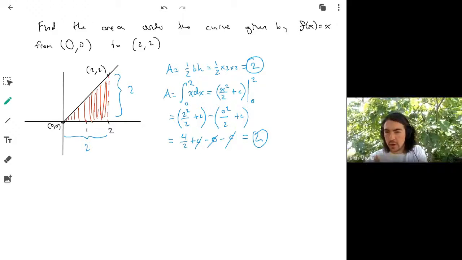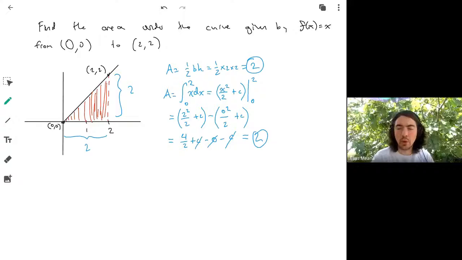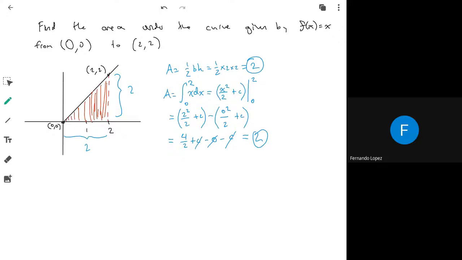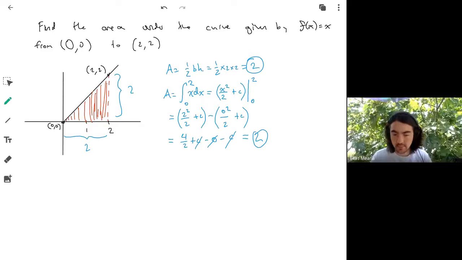Before I go on to doing a different example, are we okay with this? Does this make sense? Yes. Are you sure? Yep. Okay. So let's do another example.